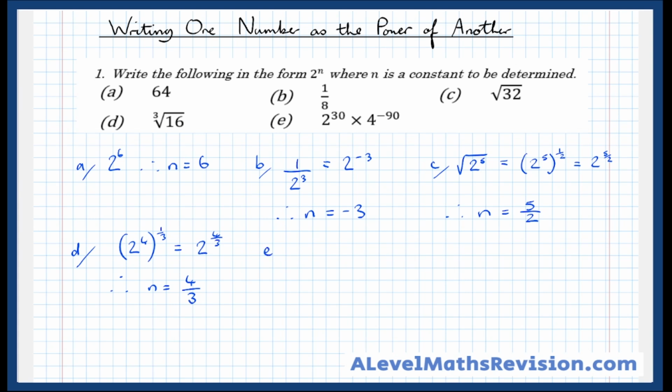And the final one, part E, again, pause it if you want to have a go yourself. I'm just going to get on with it. So 2 to the 30 is already in the form 2 to the n. Brilliant. Times, but we've got to write 4 as a power of 2. Well, we know that 4 is equal to 2 squared. So I've written exactly the same thing again. I've just rewritten 4 as 2 squared.